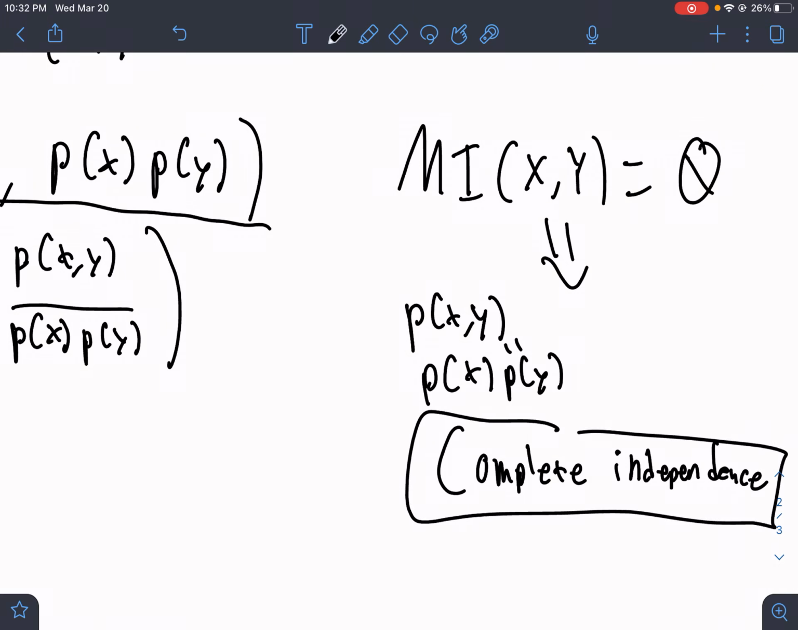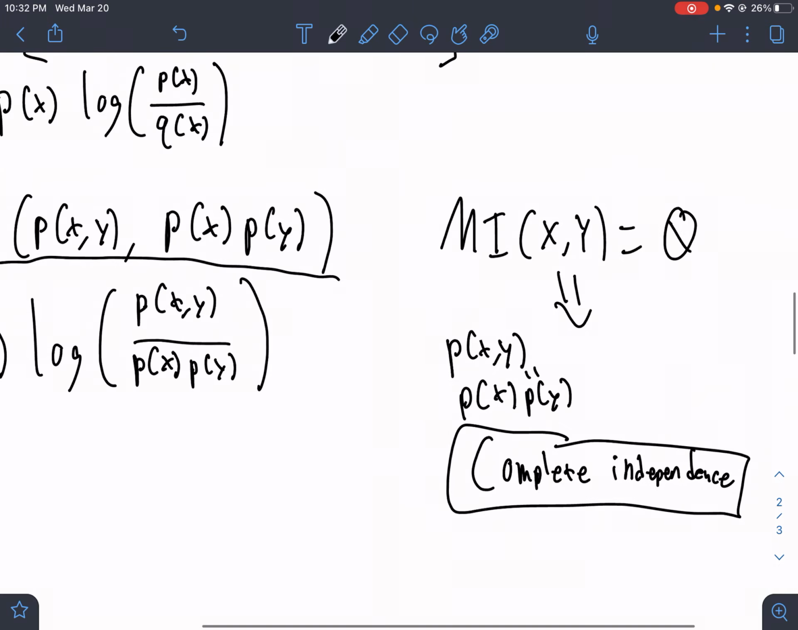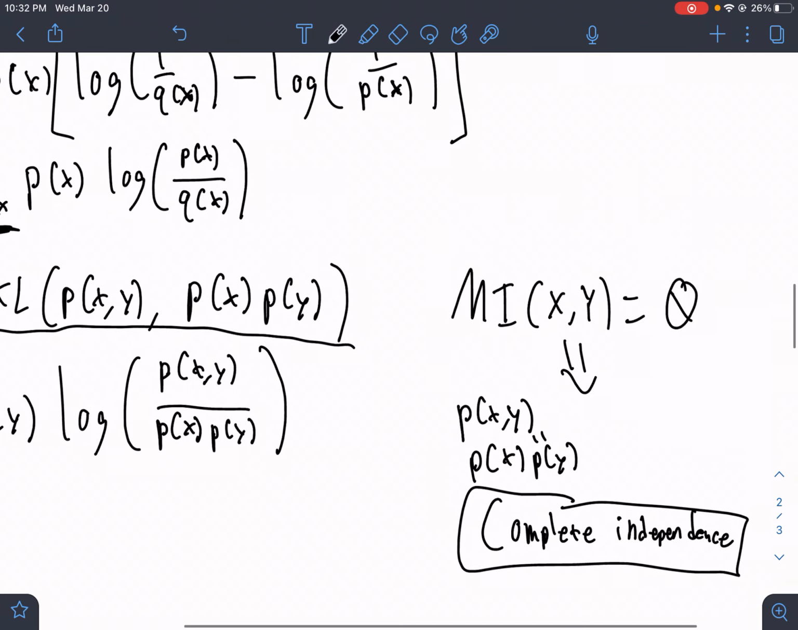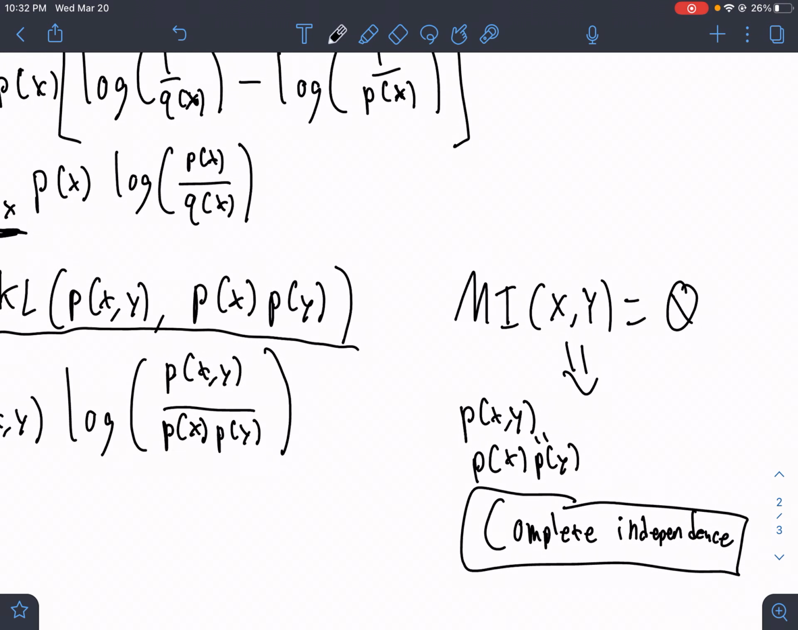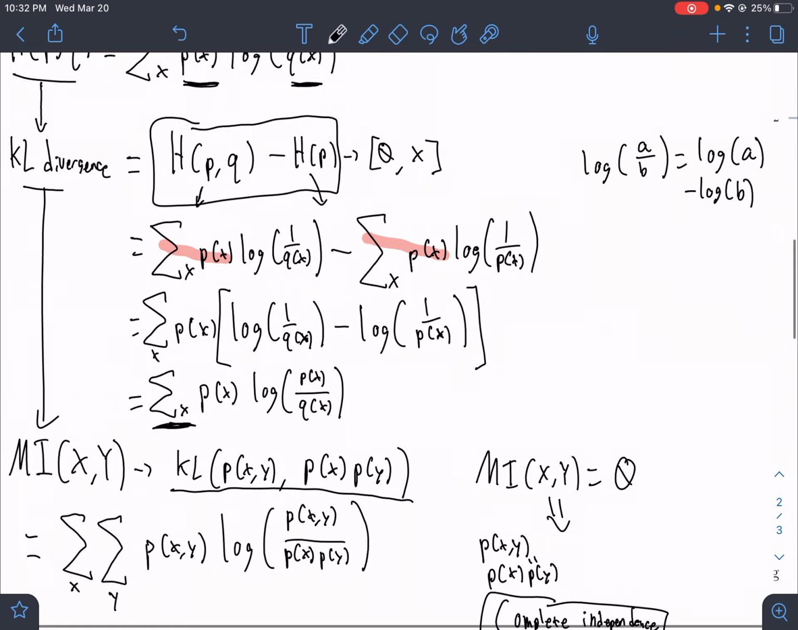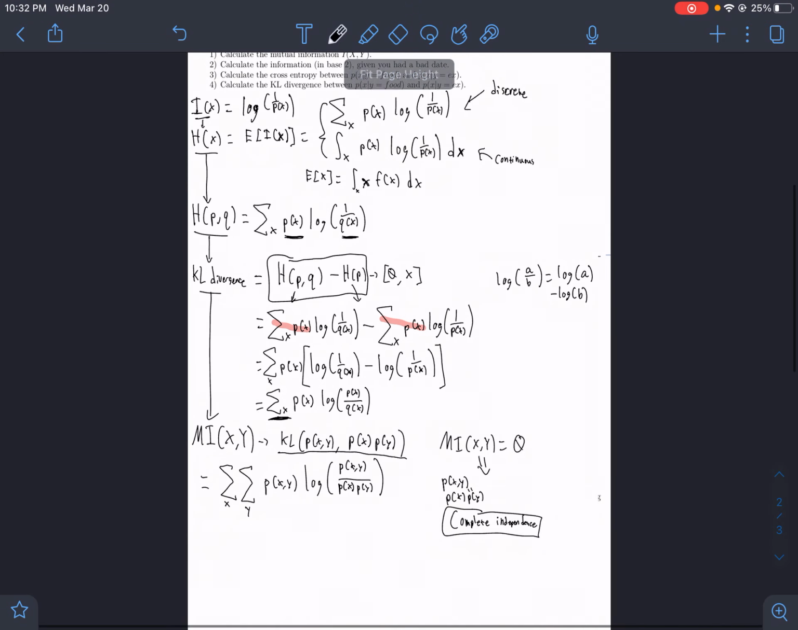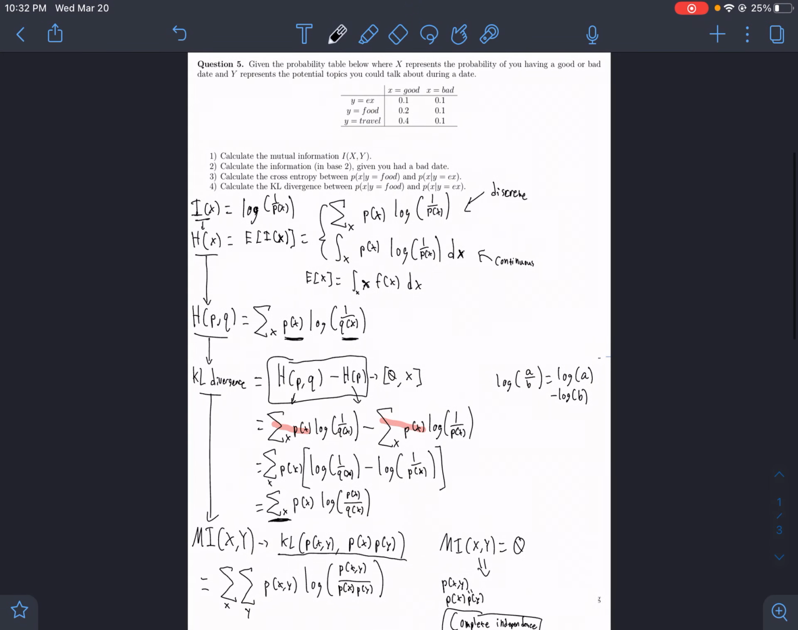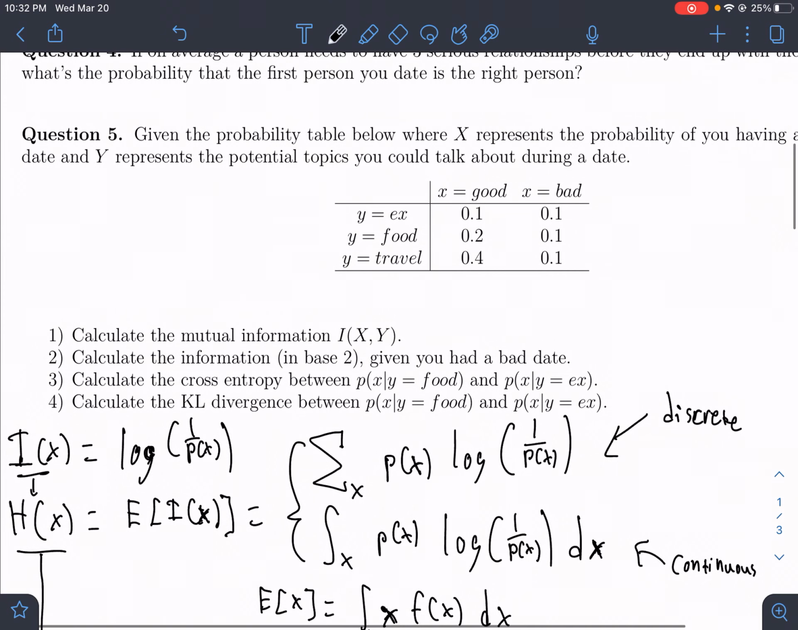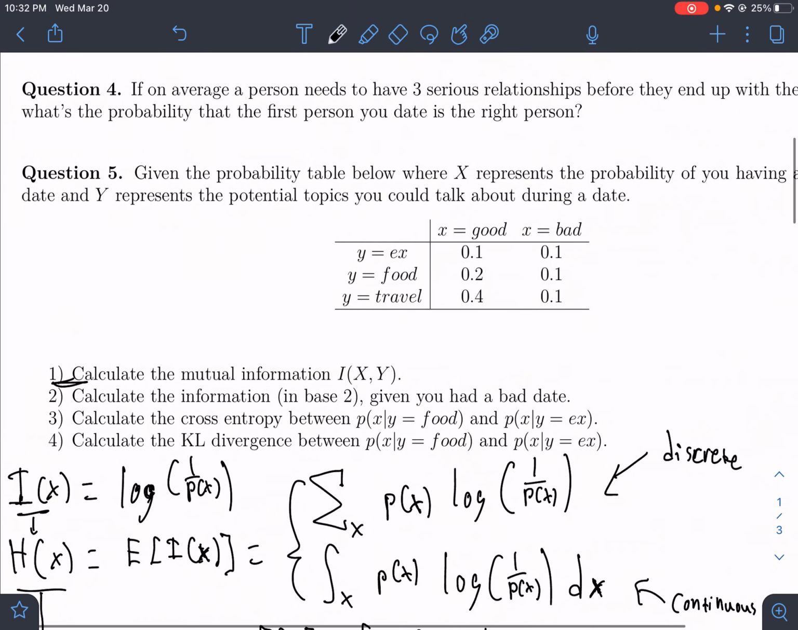We're not going to really use the concept of complete independence for this test, but in the future, being able to verify and know that there's complete independence is a very powerful thing to know. All right, so now that we've defined what mutual information is, let's finally do question 5, part 1. Calculate the mutual information I of x, y.